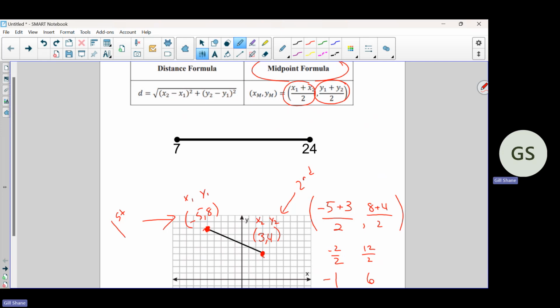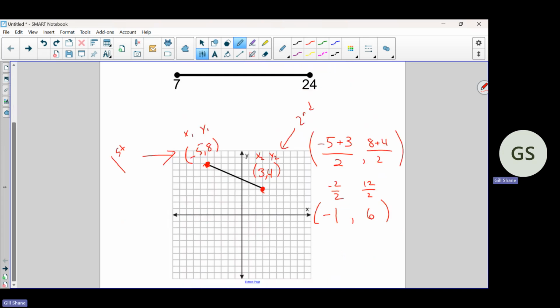So my ordered pair should be -1, comma 6. Again, this is just the math over here. I just plugged it into the formula and did the math straight down. So -1, comma 6 better be on the line, or else I did something wrong. Because remember, we're putting a midpoint on the line.